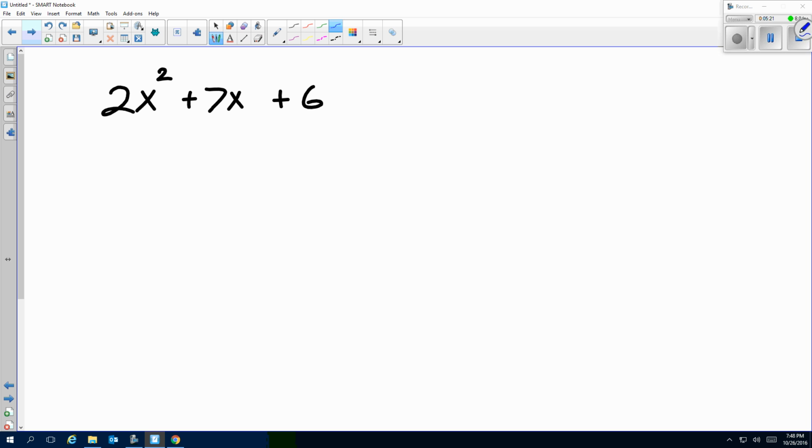These are the ones that I suggested that we guess and check on, and everyone kind of rolls their eyes, and it's like, I don't like guessing and checking. Well, this has a really cool application. I'm going to take 2 and 6, and I'm going to multiply them together. 2 times 6, and that equals 12. Now what I'm going to do is I'm going to take 12, and I'm going to look for the factors of 12.